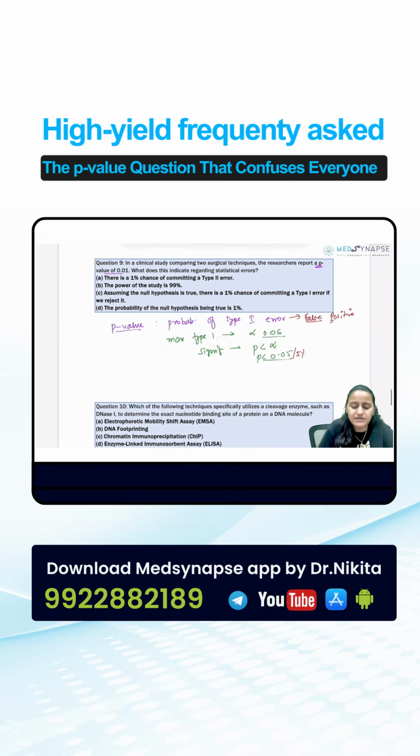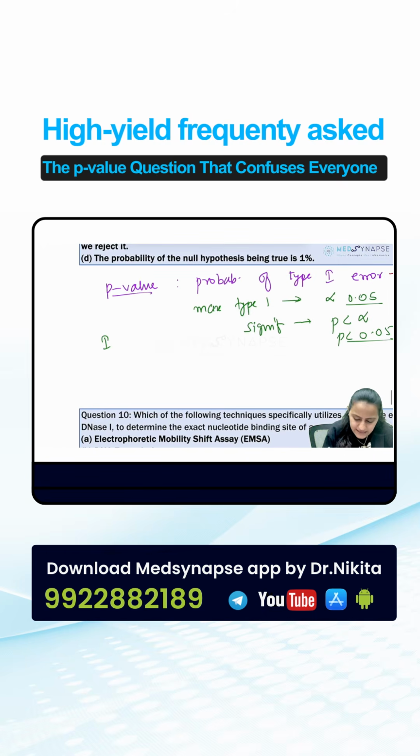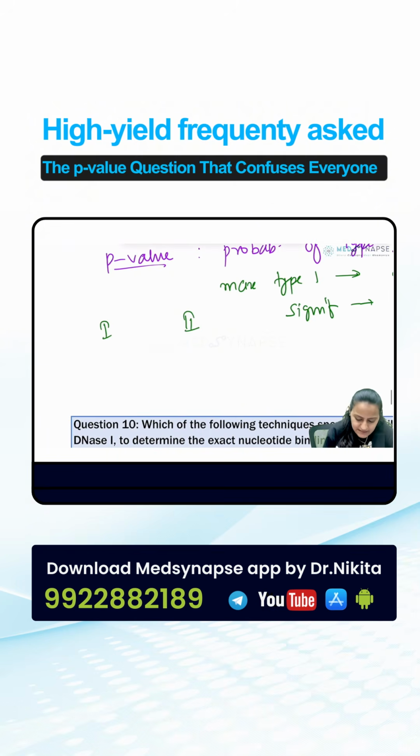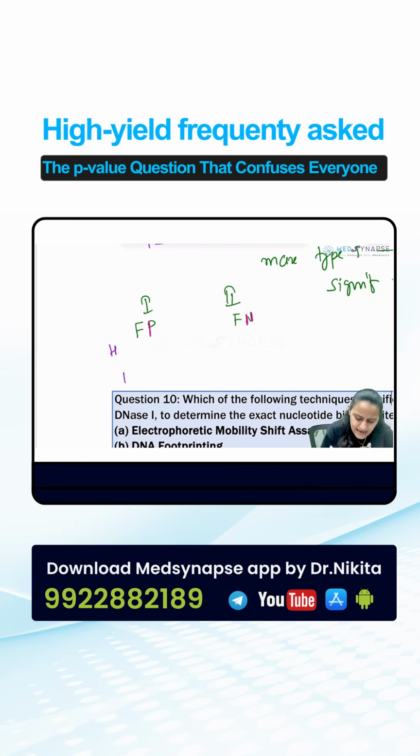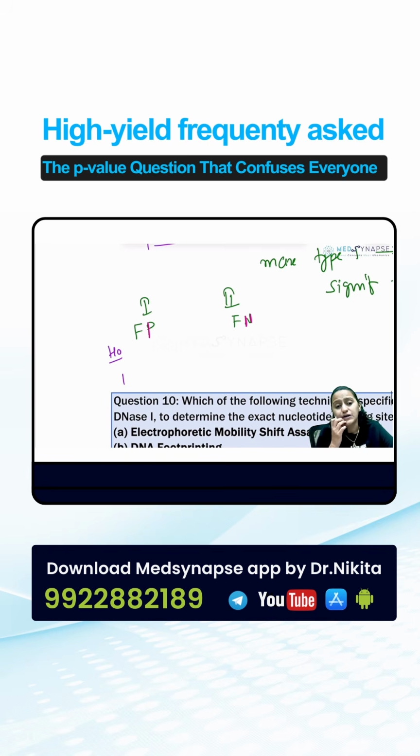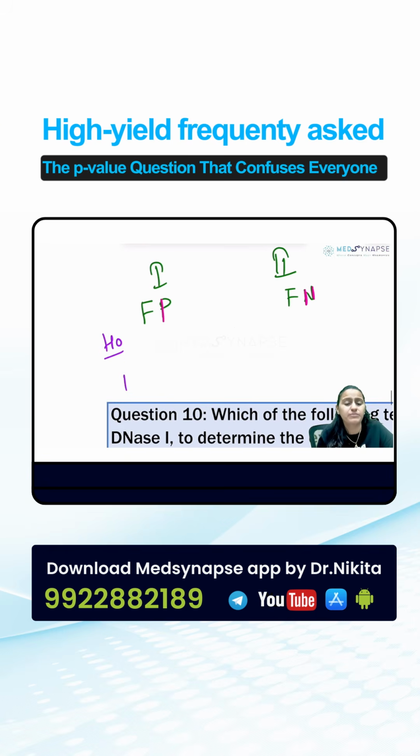Okay, do you remember the mnemonic for type 1 error and type 2 error? Type 1 is false positive, type 2 is false negative. How do you remember? P has one vertical line, N has two vertical lines. So 1 and 2. Again, the null hypothesis in type 1 error, is it true accepted, true rejected, false accepted? What do you remember?